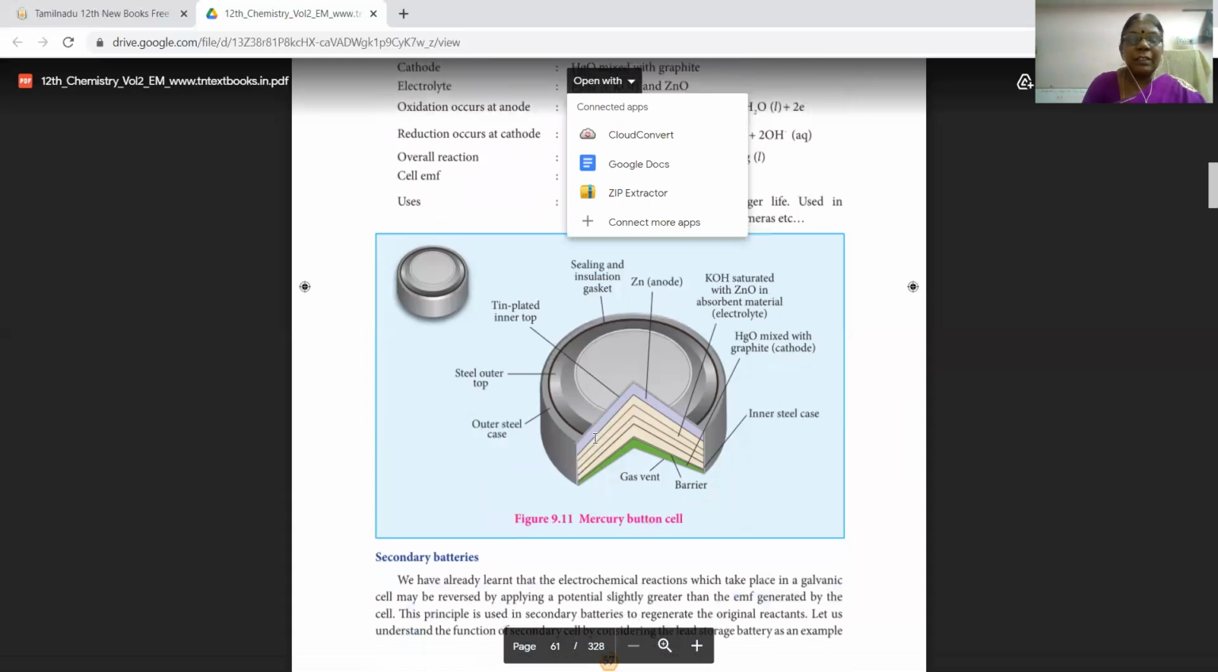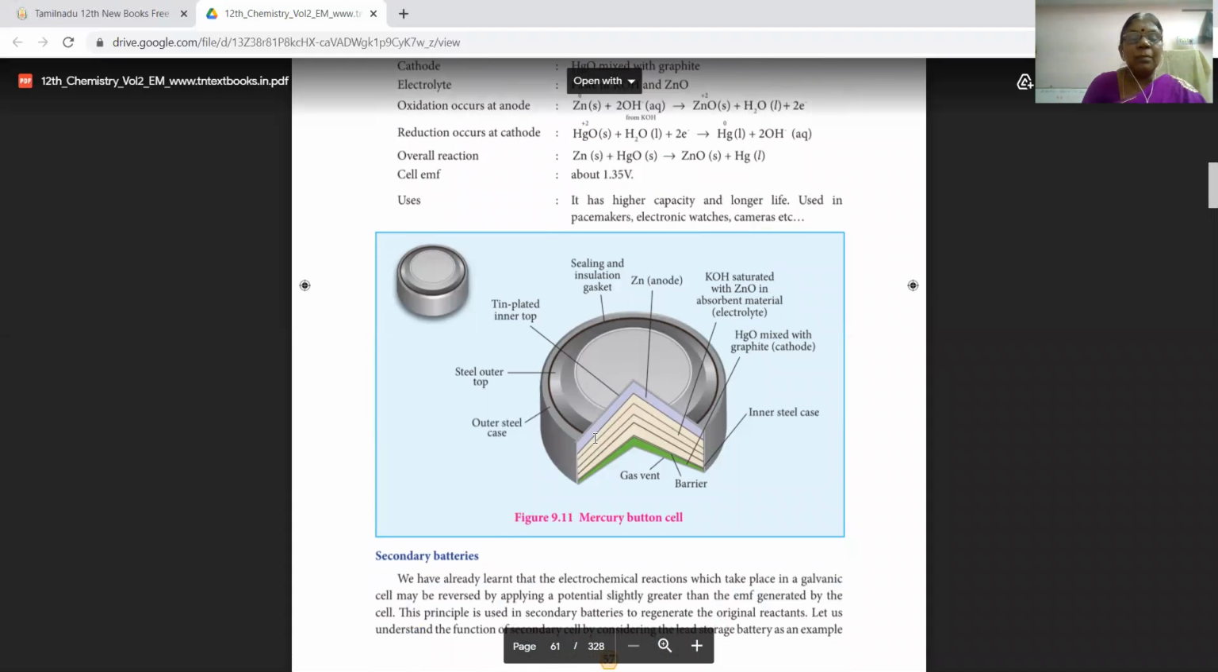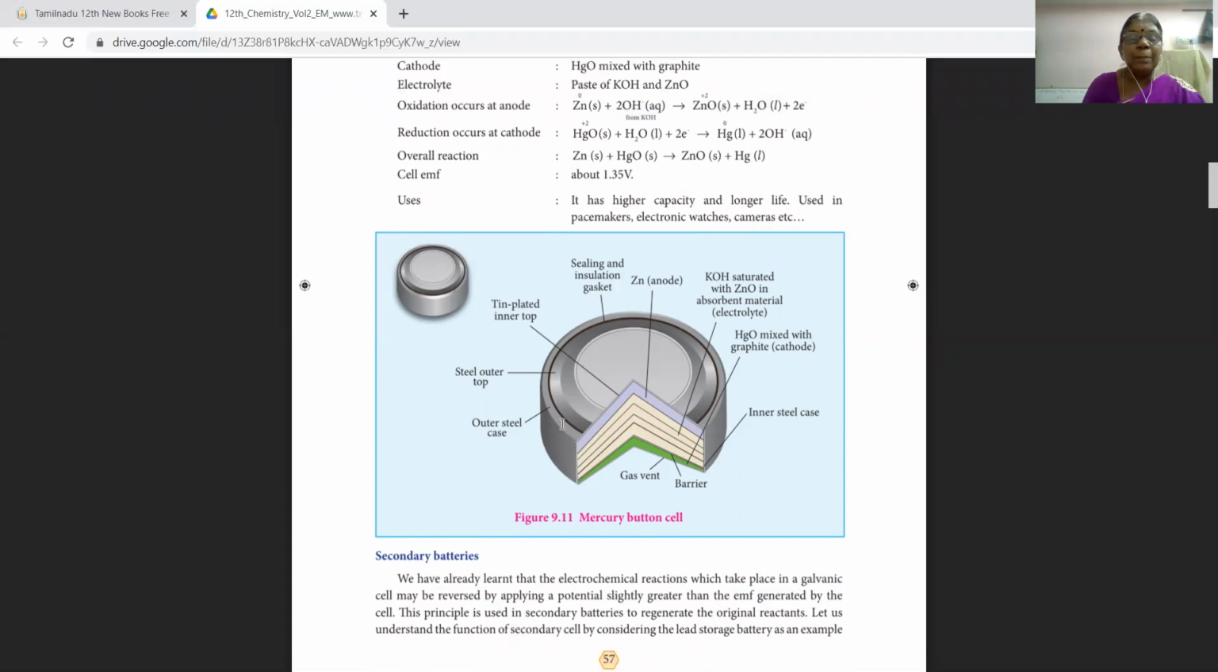And the device is given here. This picture shows the button cell, and here the parts are given, that is the inner side. First you have the seal outer top, then the outer steel case, and then inside you have the sealing of the insulated gasket. Zinc is the anode and KOH is saturated with ZnO. The adsorbent acts as an electrolyte and the cathode is at the bottom of it, that is HgO mixed with graphite.